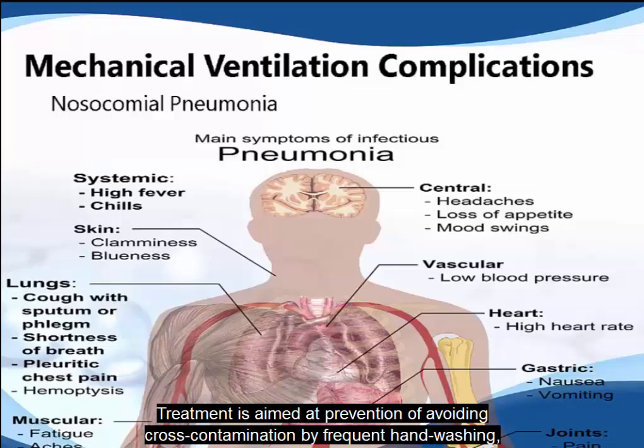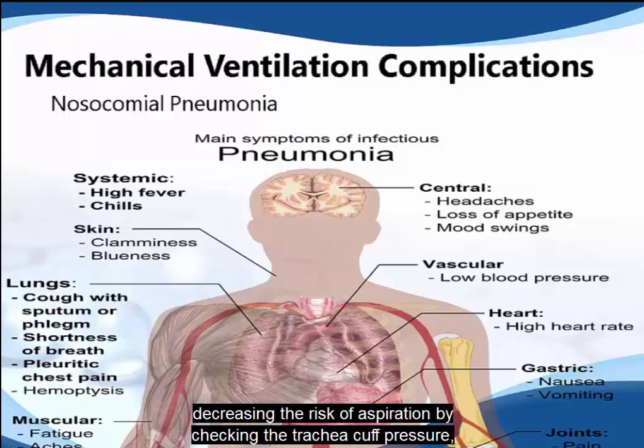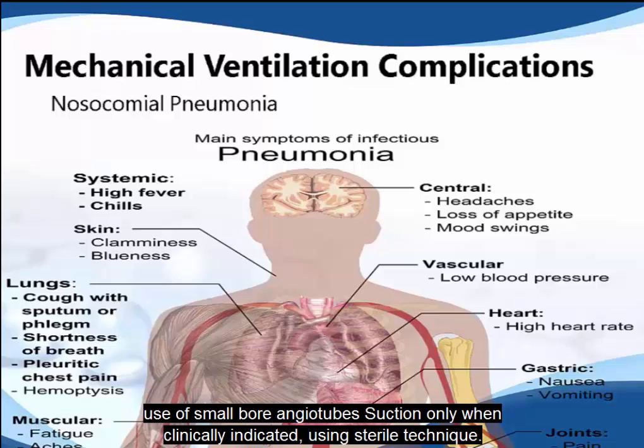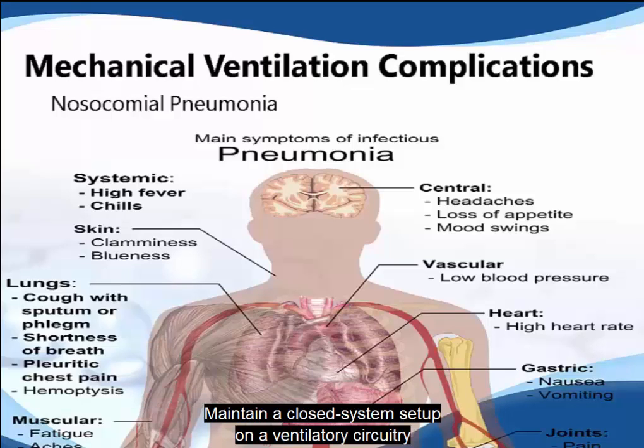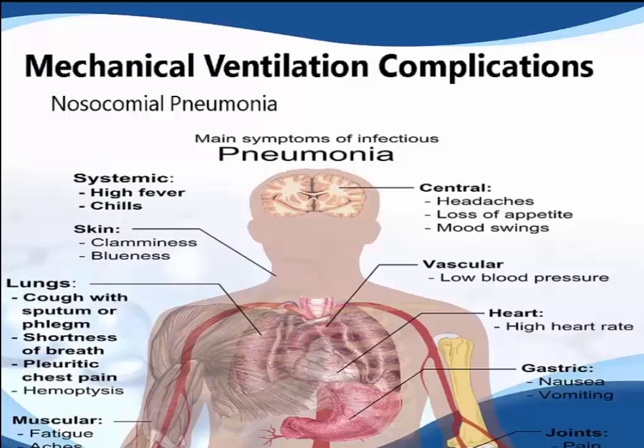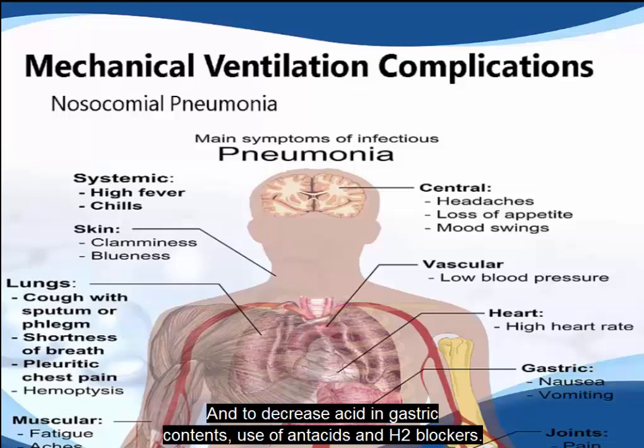Treatment is aimed at prevention: avoiding cross-contamination by frequent hand washing, decreasing the risk of aspiration by checking the tracheal cuff pressure, use of small bore NG tubes, suction only when clinically indicated using sterile technique, maintain a closed system setup on the ventilatory circuitry and avoid pooling of condensation in the tubing, ensure adequate nutrition, and decrease acid in gastric contents with use of antacids and H2 blockers.